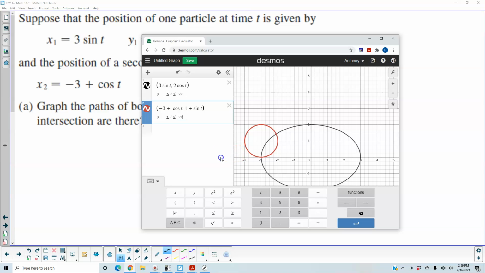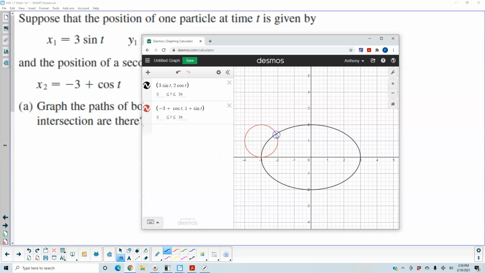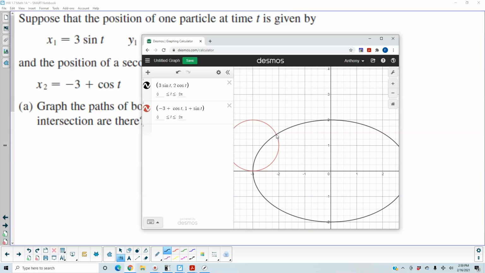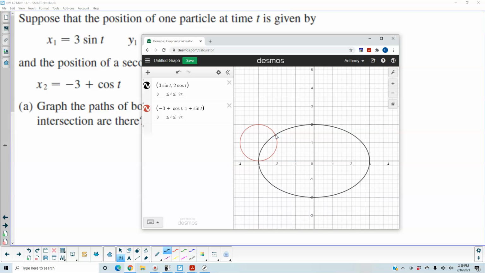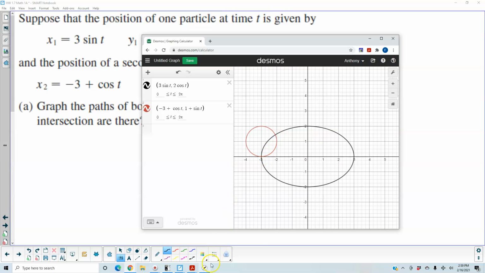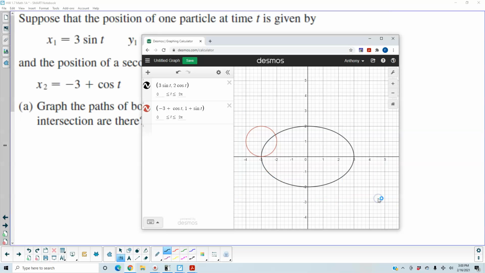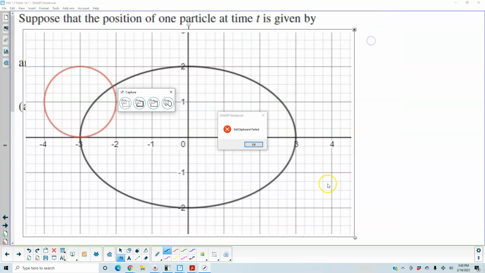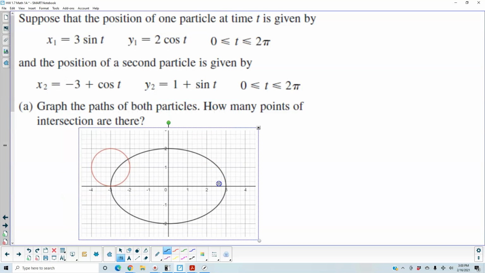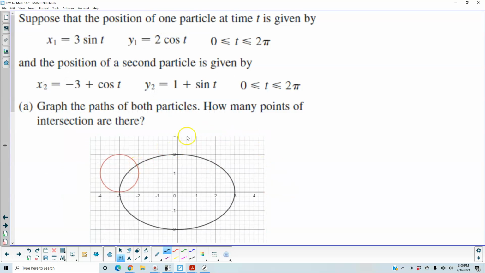So if we take a look at this, okay, let's go ahead and copy. Okay, so we can see that there's how many points of intersection? Well, there's one here and there's one there, so there's 2 points of intersection.